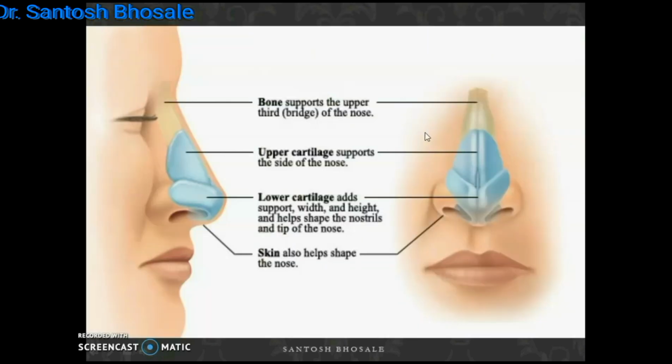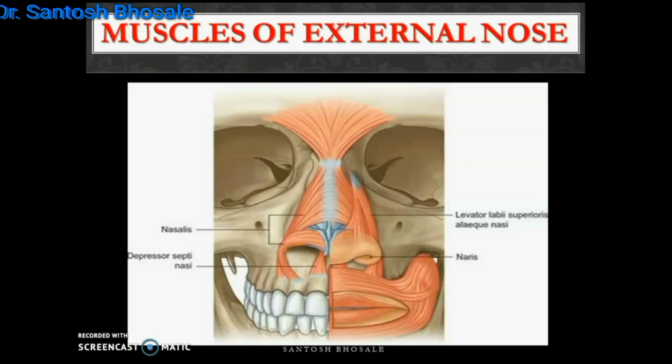So the nasal bones form the bridge, and the upper cartilages support this side, and the lower cartilages provide the support, width and height, and give the shape to the nose along with the nostrils and tip of the nose. And skin is loosely attached to the bones and firmly attached to the cartilages.